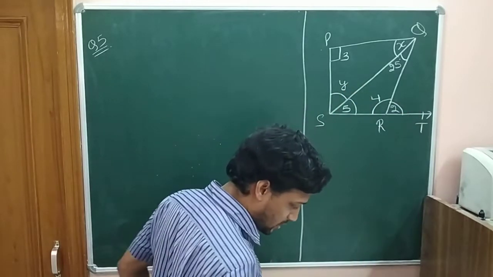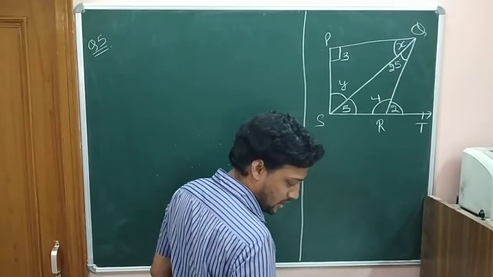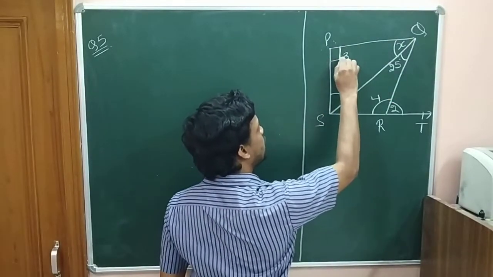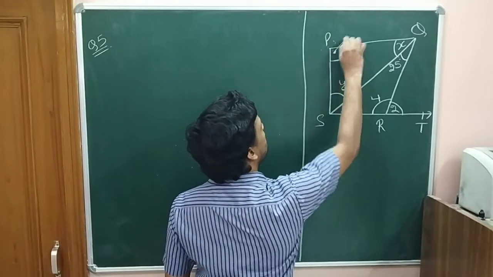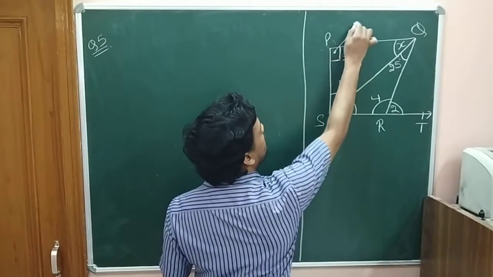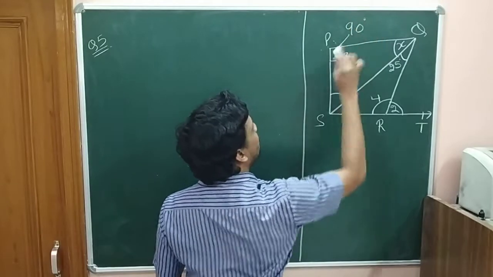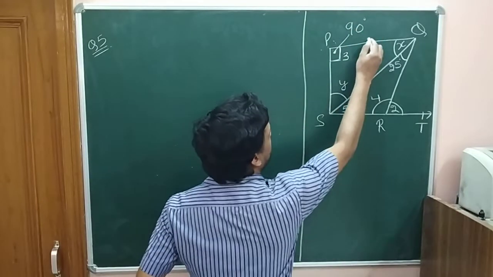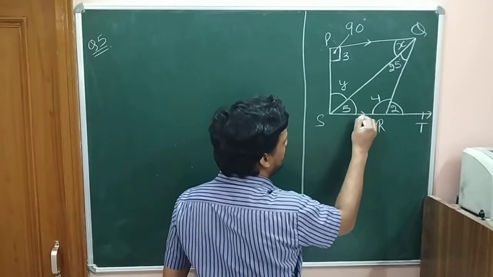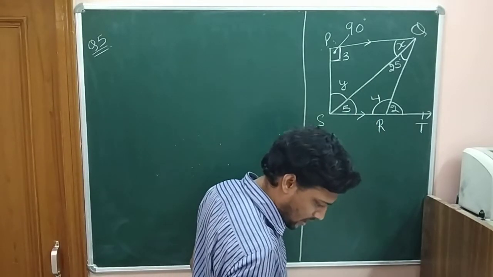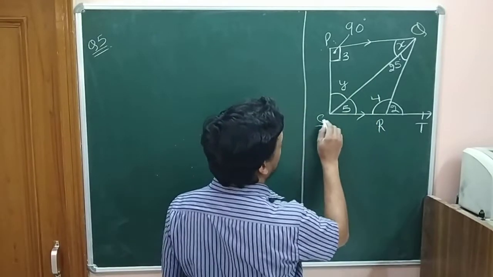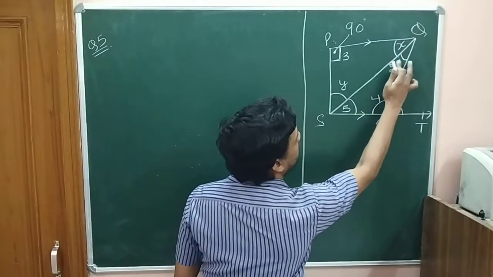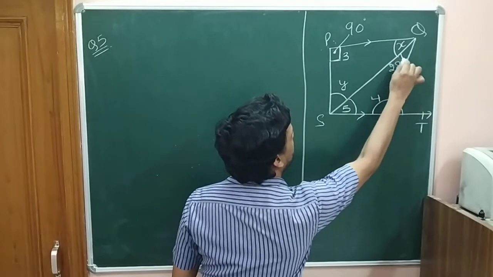Now read the question, students. PQ and PS are perpendicular. This is the sign of perpendicular. It means angle 3 is 90 degree. Perpendicular is 90 degree angle. Now PQ is parallel to RS. PQ line is parallel to RS line. Angle SQR is 28 degree.